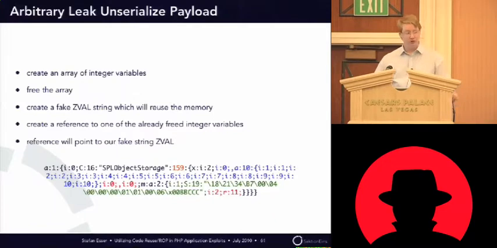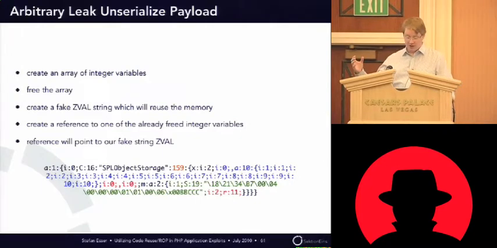So to actually achieve the attack, you just have to send this little piece of serialized data. What it does is, first it creates an array of integers. Then it frees the integers. It frees the array, and this frees all the integers. This means you have a lot of free variables right now, and a lot of references in the var table that are pointing to unallocated memory.